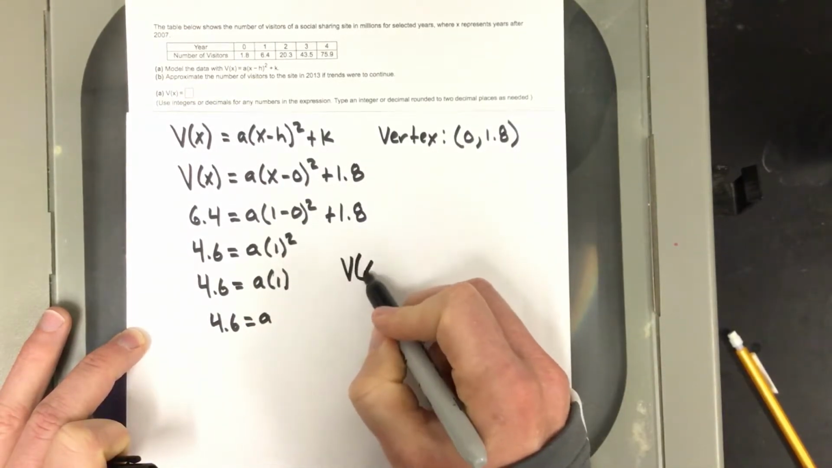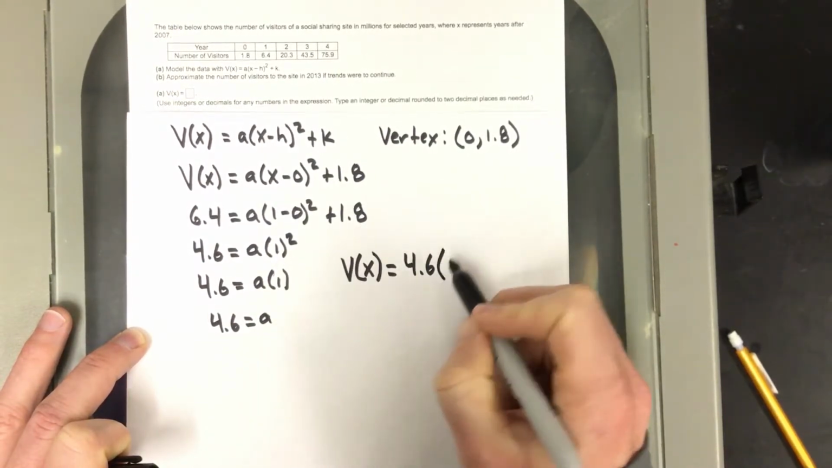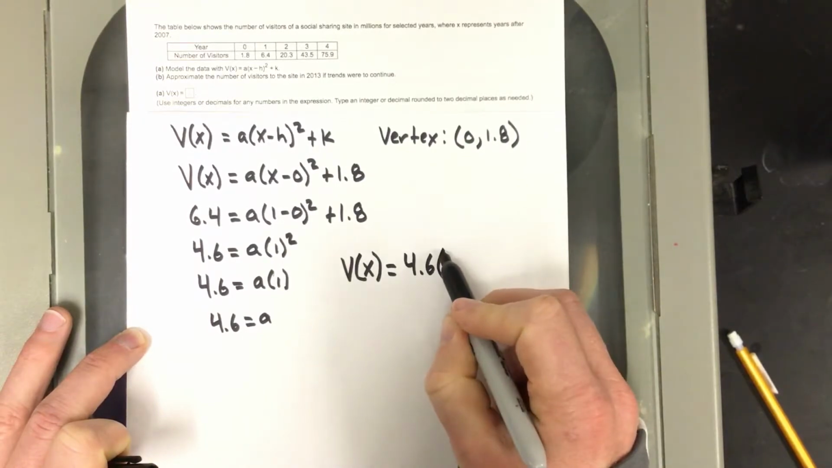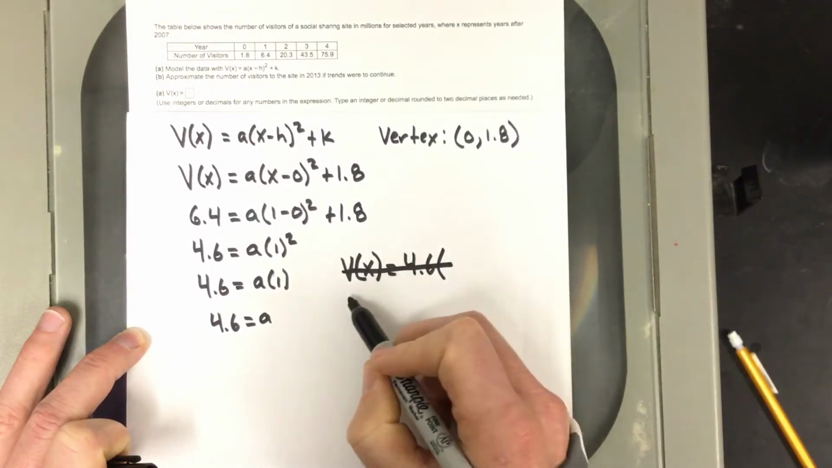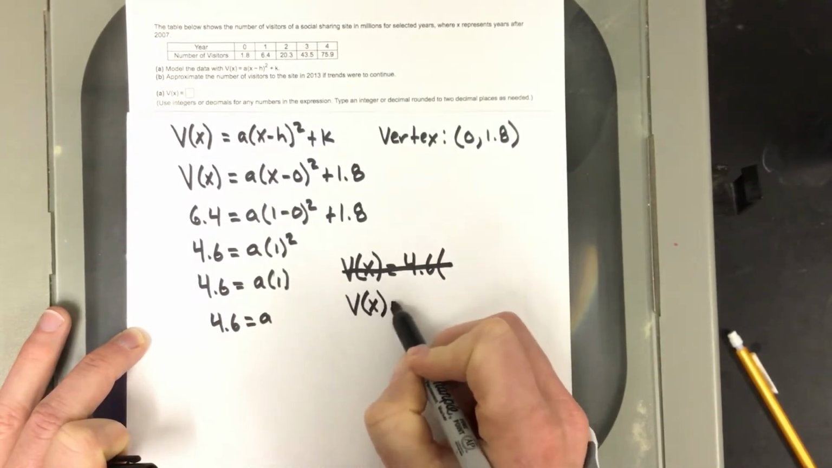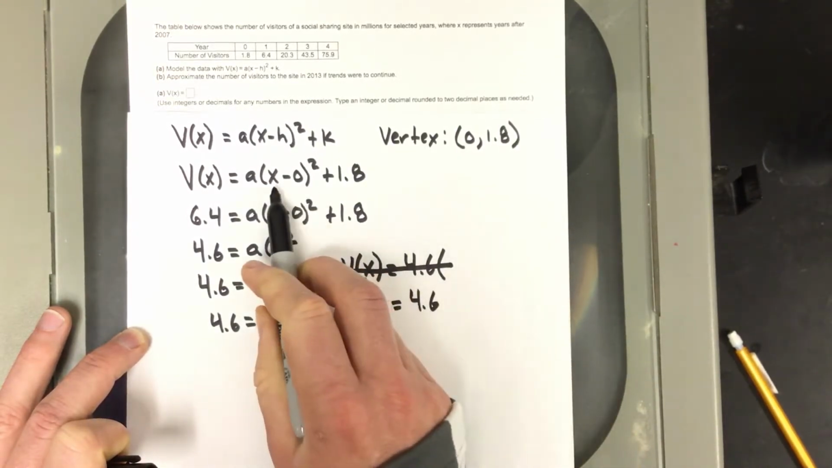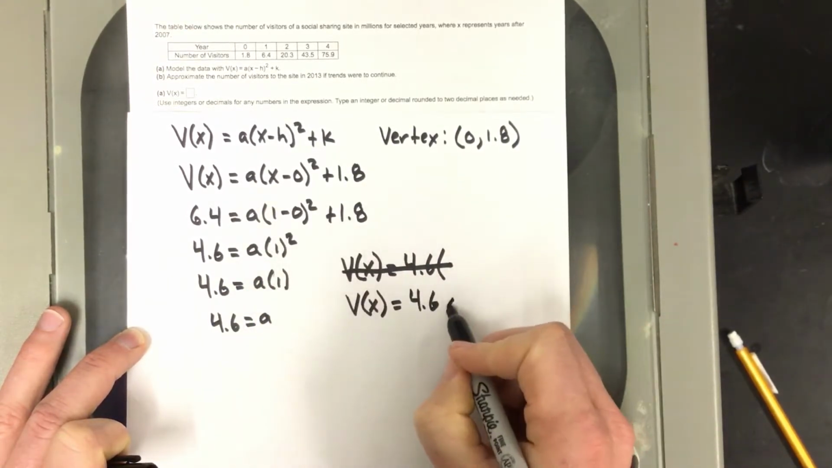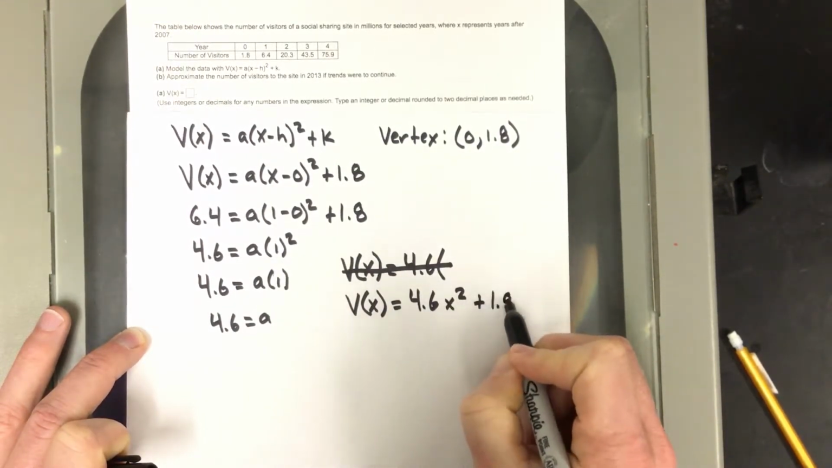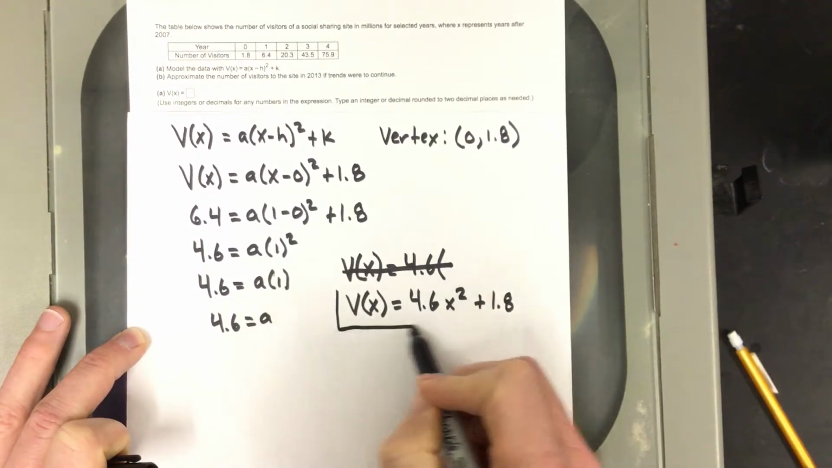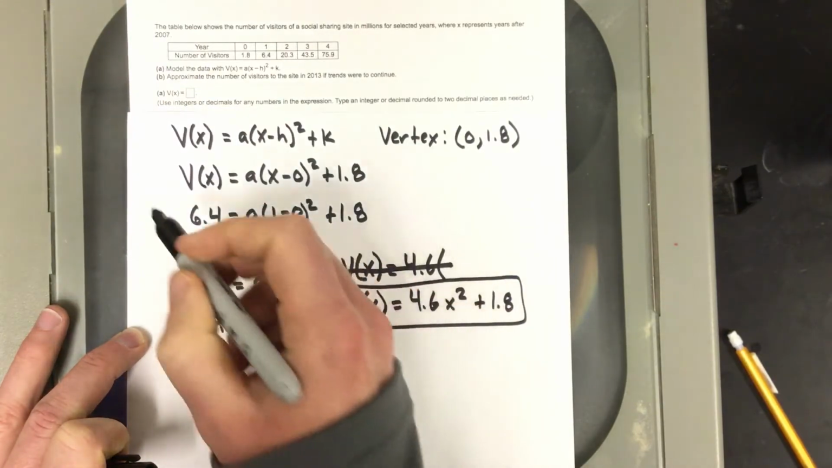So this is what a is, so we can take that equation and rewrite it. V of x equals 4.6 times... I didn't even need this, let's cross that out for a second. We're going to rewrite this as V of x equals 4.6, but I look at this and see that x minus 0 is really just x, squared, and then plus 1.8. So this is the equation for part A.